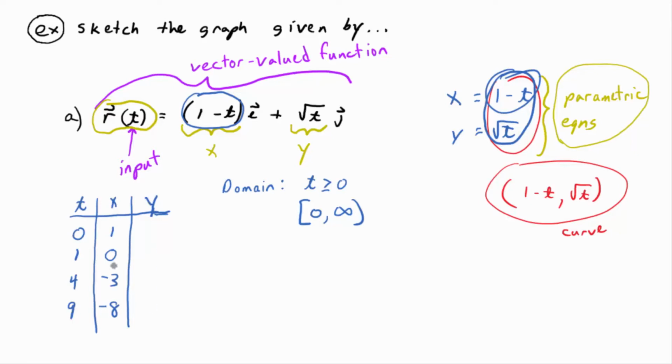Okay, now the y values corresponding to these t values, right? So, okay, just plug in there. What's the square root of 0? Square root of 1 is 1. Square root of 4 is 2. And then square root of 9 is 3. So then when you graph the thing, you're focusing on these ordered pairs. You're going to connect the dots after that.